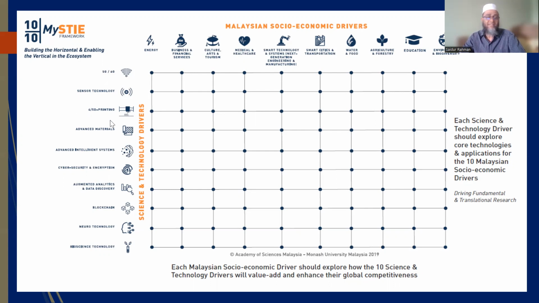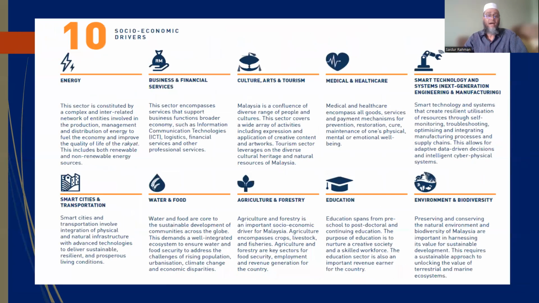On the vertical axis, as you can see, 5G, 6G, sensor technology. These are science and technology drivers. Those are socio-economic drivers, and these are science and technology drivers. 10 socio-economic, 10 science and technology drivers. That's why it is called 10-10 MySTIE. Now, let me show you the 10 socio-economic drivers.